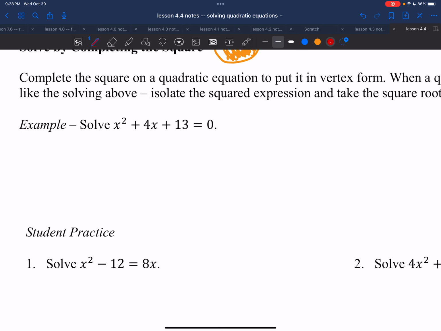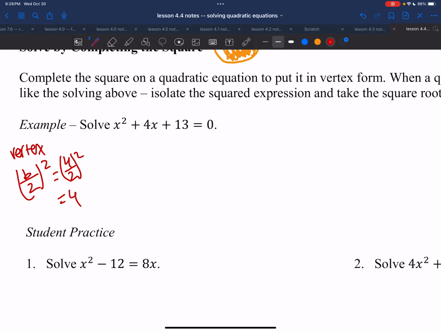So, my example here, solve x squared plus 4x plus 13. If this is in standard form, let me put this in vertex form. And to do so, I sing my little song. I take the big guy, divide him by 2, then square it. And so the b guy is 4. Divide him by 2, then square it. 4 over 2 is 2, squared is 4.